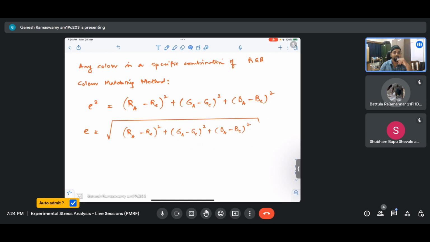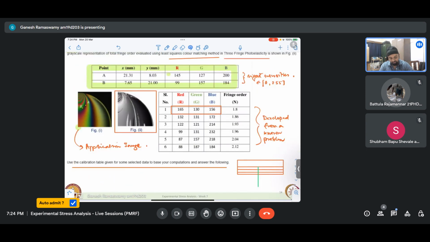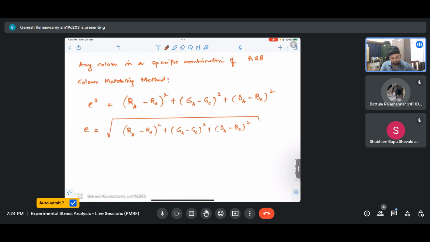So each and every pixel of the image will have some RGB. We have been asked to calculate it at 2 points A and B, where we have been given RA, GA, BA, and this is RC, GC, BC, and N at that point. Based on this difference, we will see wherever that is the minimum, we will match it to that particular N. Okay, so in order to do that, let me just perhaps open some Excel.